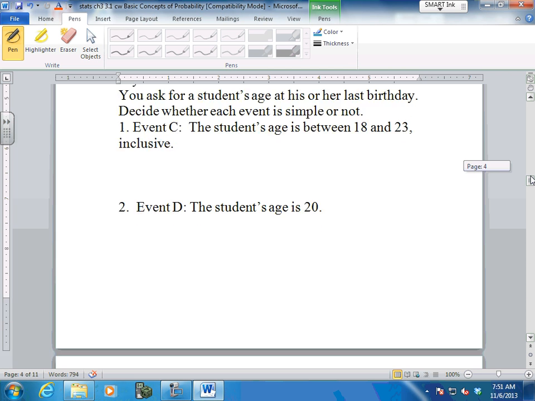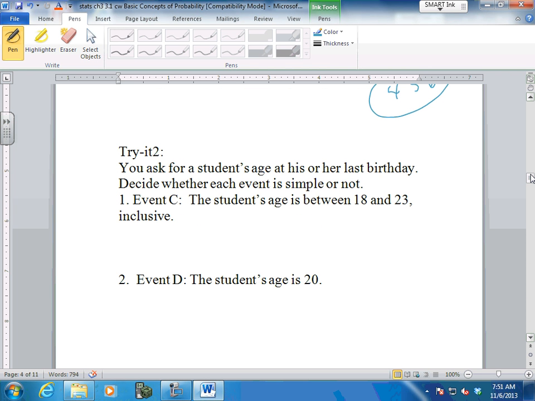Okay. Now, you decide this. Take a minute and you decide. Read 1 and 2, and you decide if it's a simple event or not. Just hold on to your answer, and we'll talk about it in about 30 seconds. Okay.